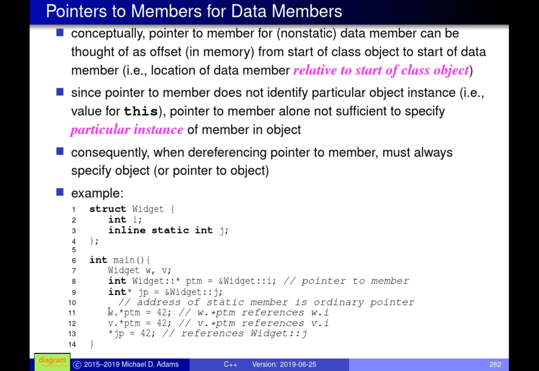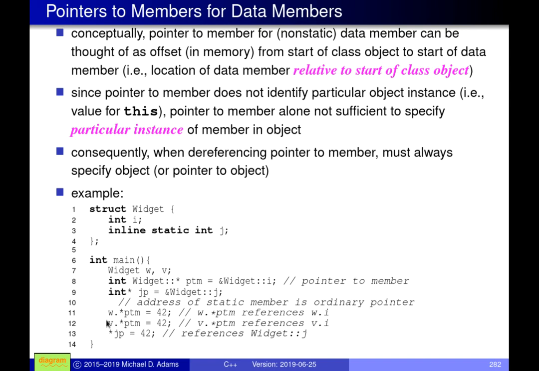So for example, down below here, we can take an object of the widget class, like w or v, and we can then take this pointer to member that we have up above here, that we call ptm, and we can dereference it. So when we say w.*ptm, it goes to where the object w resides. When we dereference this pointer, it's just effectively going to add the offset that's associated with that member, and it's going to access whatever member that is. In this case, ptm refers to the i data member.